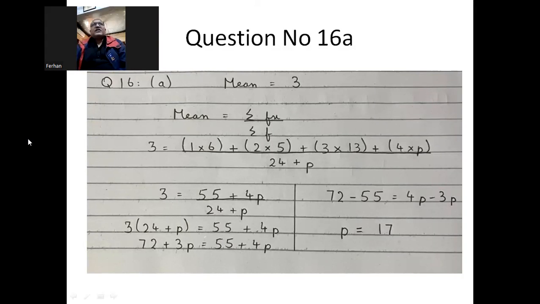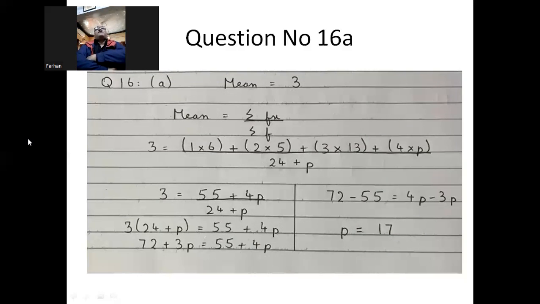Question number 16. The mean is summation fx divided by summation f. The first column is x and the second column is f. You multiply their entries, you get fx. Then you sum up all the values in the fx column, and you sum up all the values in the f column. So then you can enter the values here. The mean is already given to us. That's 3. So 1 times 6 plus 2 times 5 plus 3 times 13 plus 4 times p, divided by the sum of the frequencies, which will be 6 plus 5 plus 13 plus p, and that will be 24 plus p.